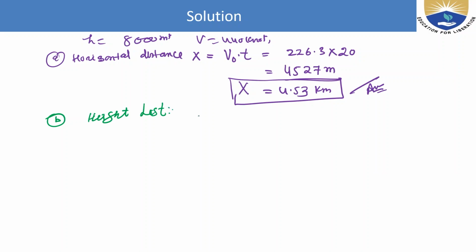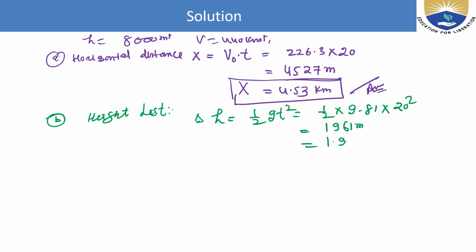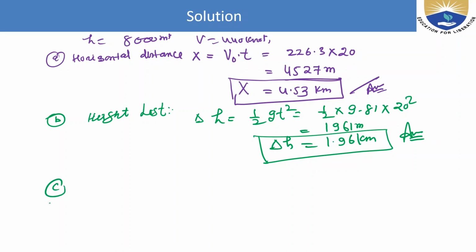This height lost delta H is equal to half g t square. So half g is 9.81, t is equal to 20 square. So you will get this as 1961 meter or 1.96 kilometer. So this is the delta H. So this is the second answer. Now we will go for the C.